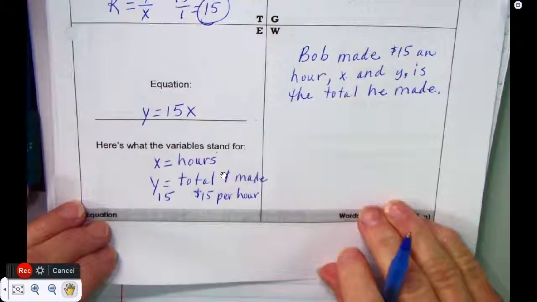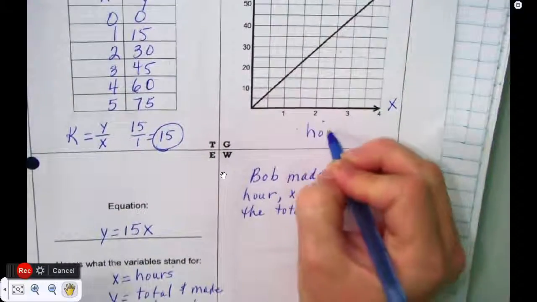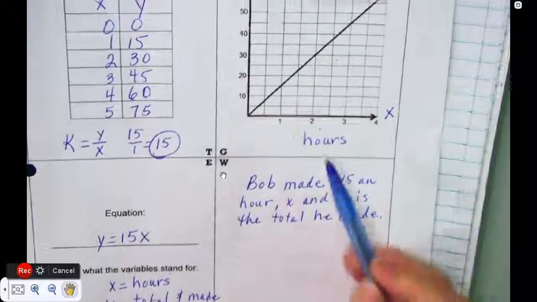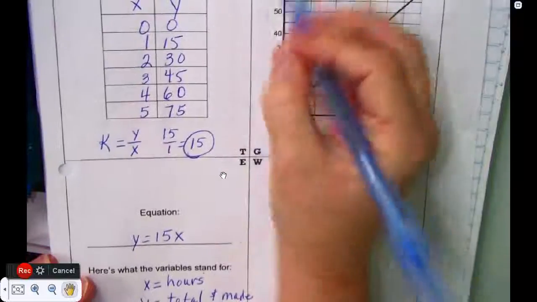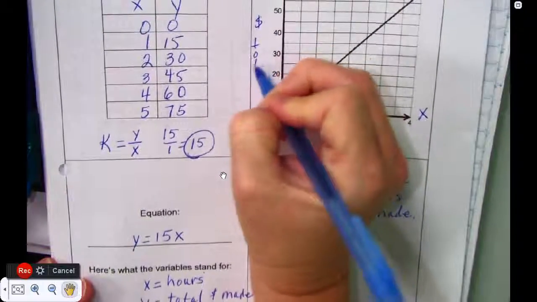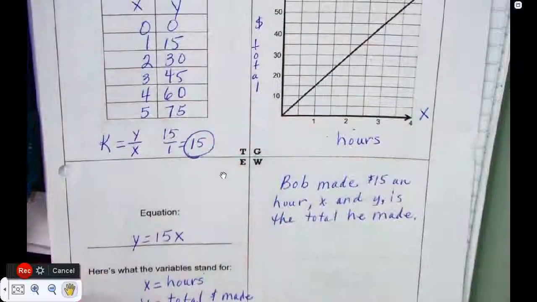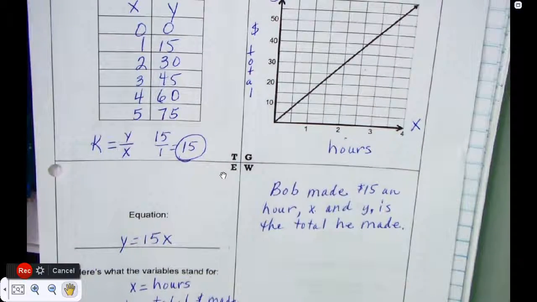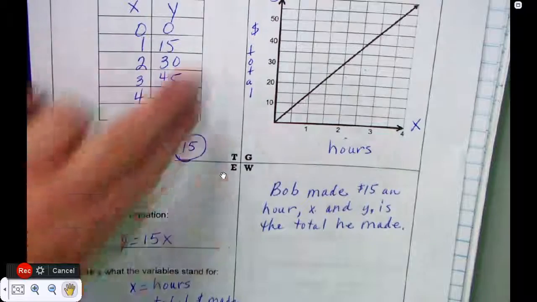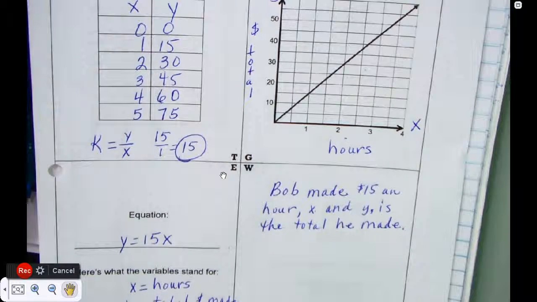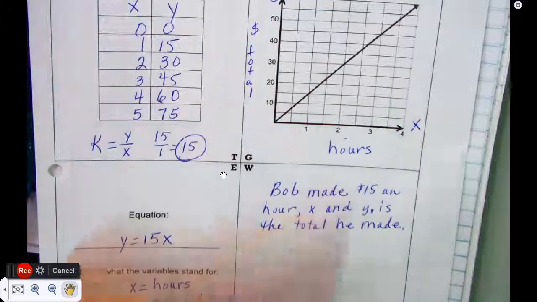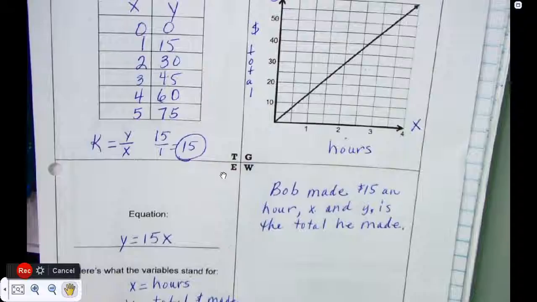So now we're going to go put that on the table. So we're going to put, the graph. So you've got hours down here and total. His total. Does that make sense? Because he can work for 1 1/4 hours or 2.5 hours or whatever. He can work that.